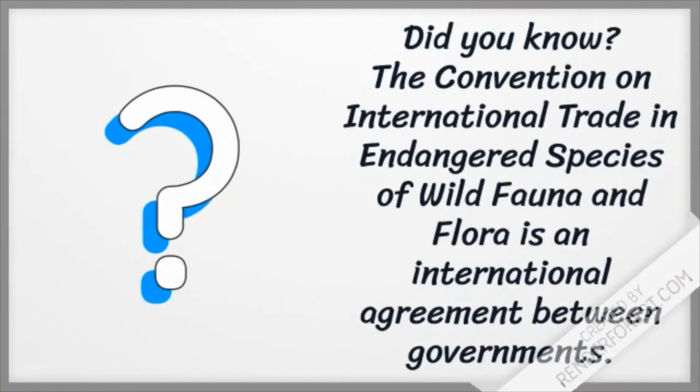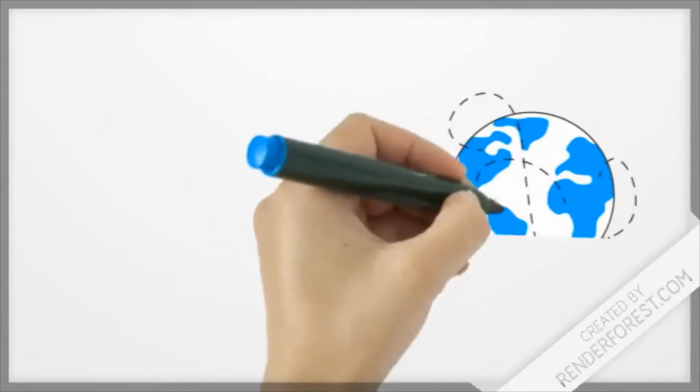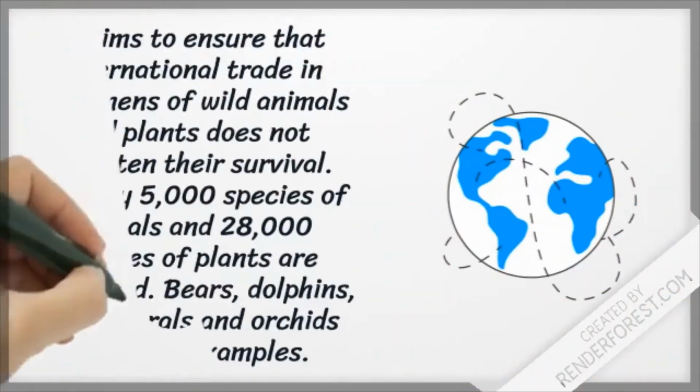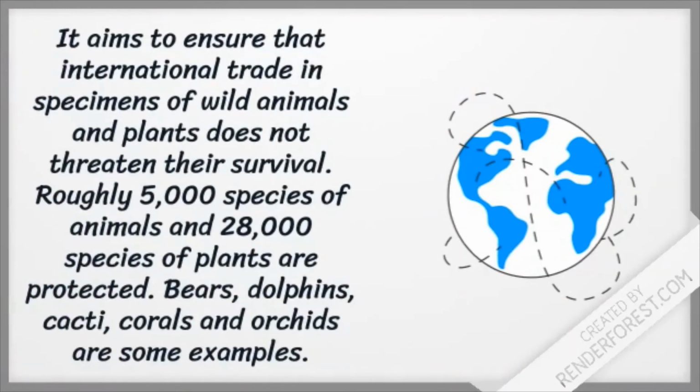Did you know? The Convention on International Trade in Endangered Species of Wild Fauna and Flora is an international agreement between governments. It aims to ensure that international trade in specimens of wild animals and plants does not threaten their survival. Roughly 5,000 species of animals and 28,000 species of plants are protected. Bears, dolphins, cacti, corals, and orchids are some examples.